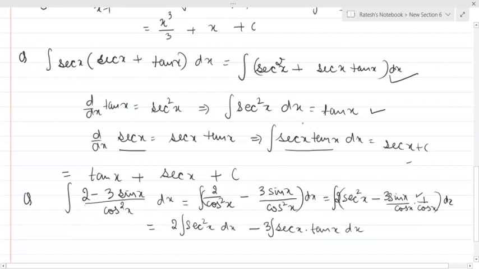And in the previous question, we have already done these two. Secant square x, it is tan x. Okay, and secant x tan x, it is secant x. Directly you can write now, because from the above formula, but you have to learn these formulas, otherwise obviously it will be very difficult for you. Okay, 3 secant x plus c. That's your answer. That's it.